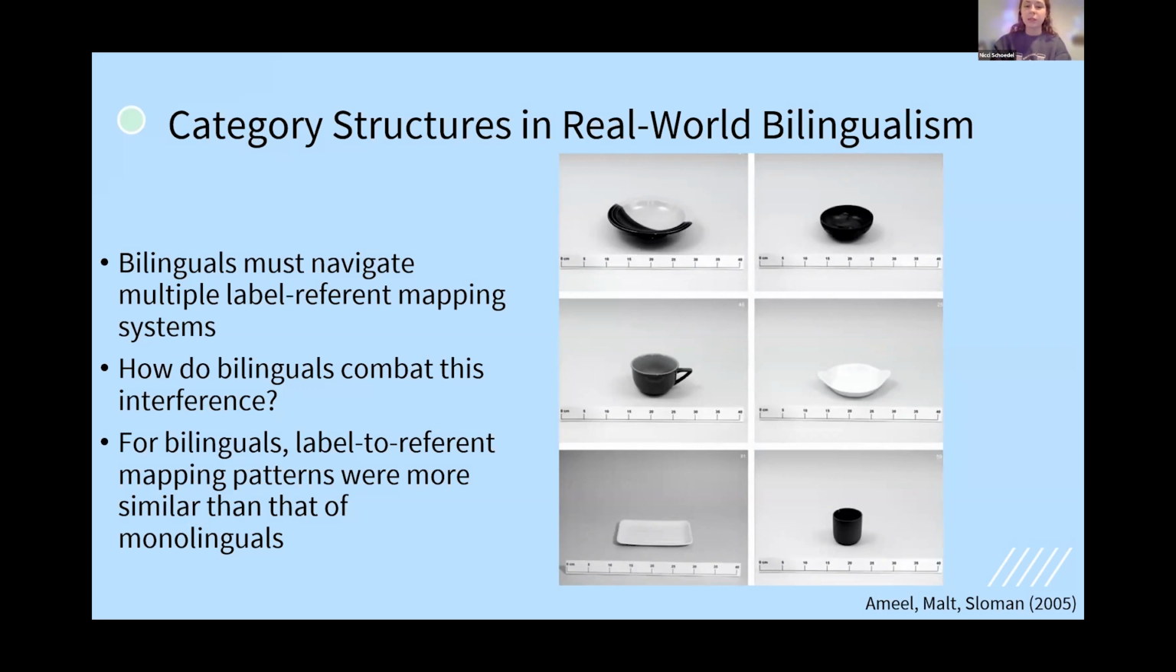In the naming task in the study, participants looked at pictures of objects, such as the ones pictured here, and gave their best name for the item. There were substantial differences between the labels assigned in the naming task, but there was less variation among bilinguals compared to the monolinguals in the study. In other words, the bilinguals showed similar category structures with fewer labels in use than the monolinguals.